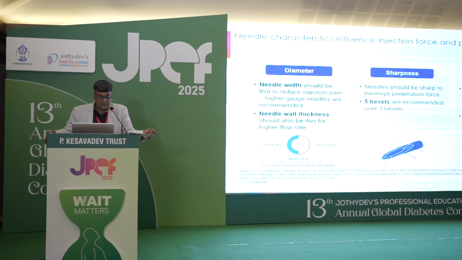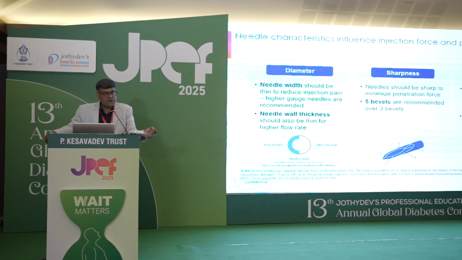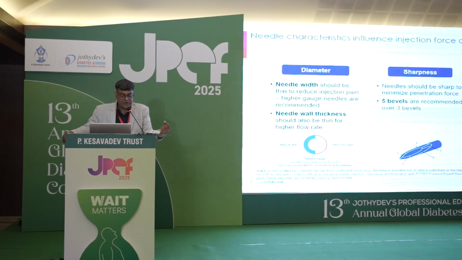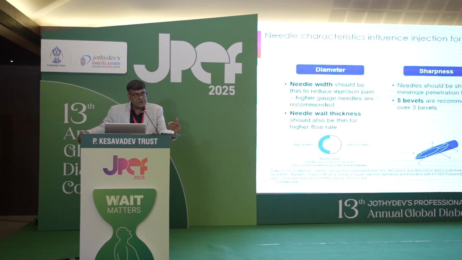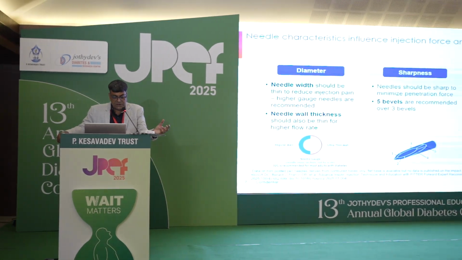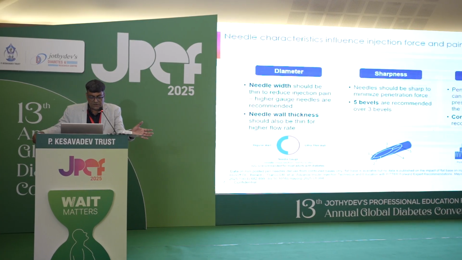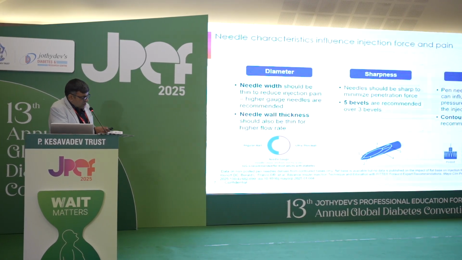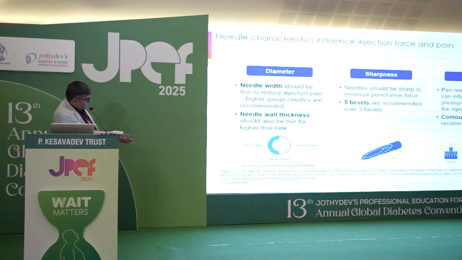The second component is the needle itself. How is the diameter of the needle? Earlier we were using thicker needles. Now ultra thin needles are available. The higher the gauge, the smaller the diameter of the needle. So the current one that we are using is the 32 gauge needle, which is the recommended one for all adults with diabetes. And it is basically the outer diameter of the needle. So 32 gauge is this size.